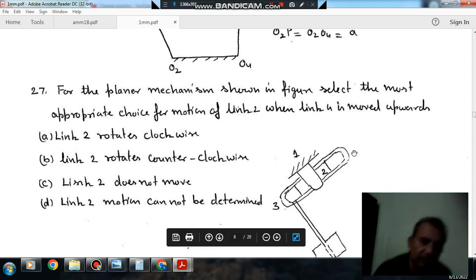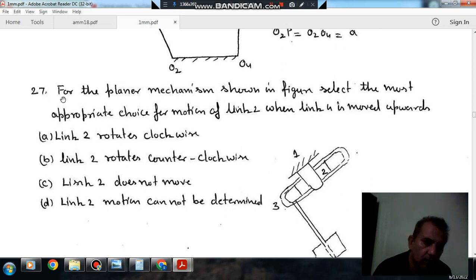Hello, welcome again. We are solving some questions of theory of machine. The topic is velocity, acceleration, and displacement of planar mechanism.